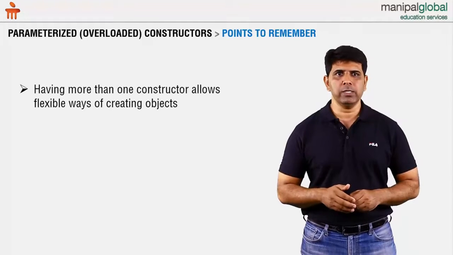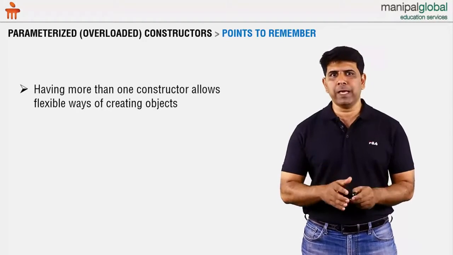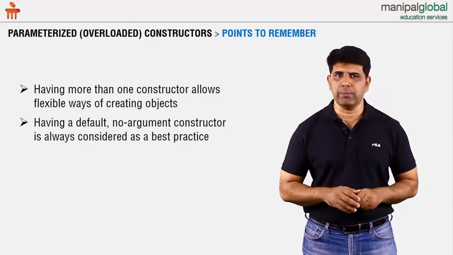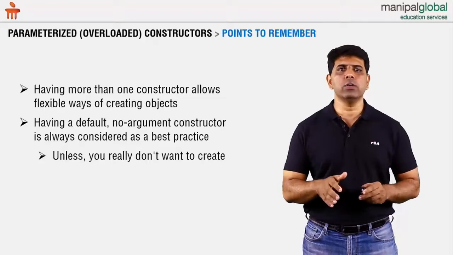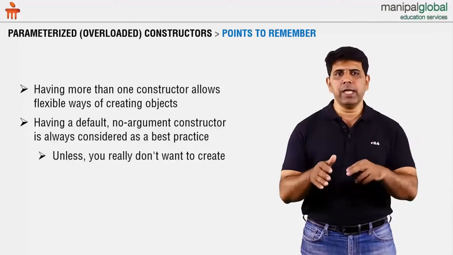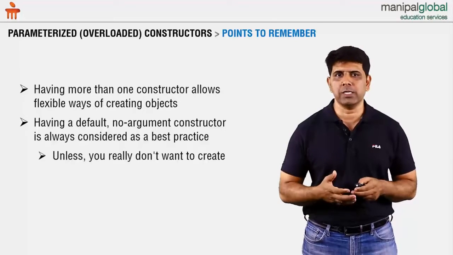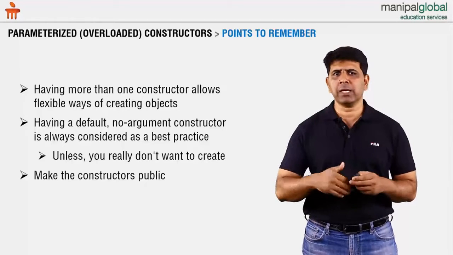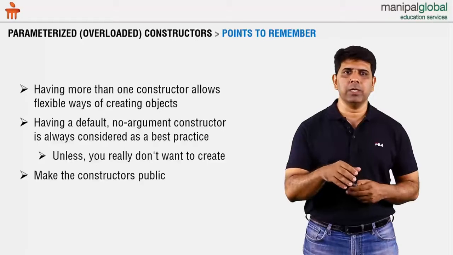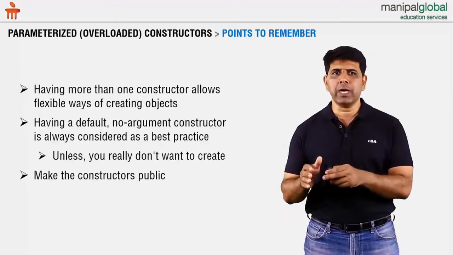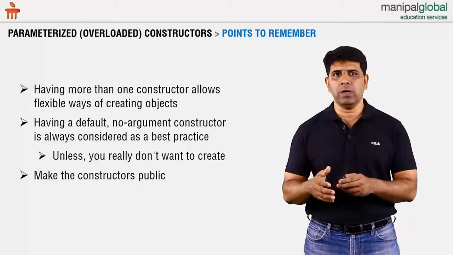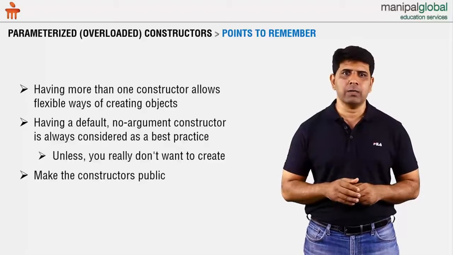Some of the points to remember at this point: having more than one constructor allows flexible ways of creating objects. So you get a lot of choices to create an object. Having a default no-argument constructor is always considered a best practice. But if you really don't want to create one, then you don't have to, because there are some API classes, for example, a class called Cookie that takes two strings as arguments, and that is the only constructor available, which means if at all you want to create a Cookie object, you have to supply two strings. Now, make the constructors public. This is not mandatory. There are some concepts you will come across over a period of time, such as singleton, which require a constructor to be private. There are built-in classes such as java.lang.Math, java.lang.System, java.lang.Class, and some of them have private constructors.